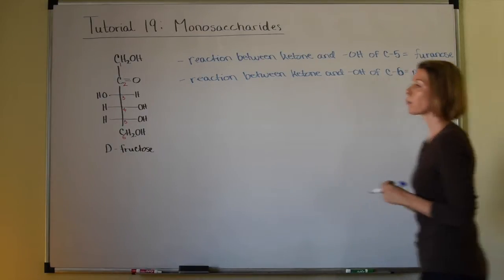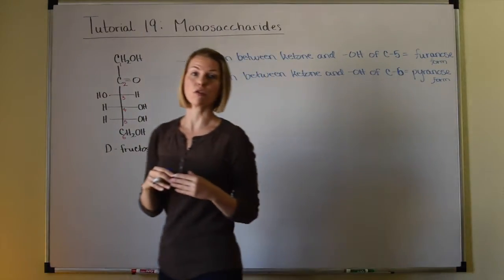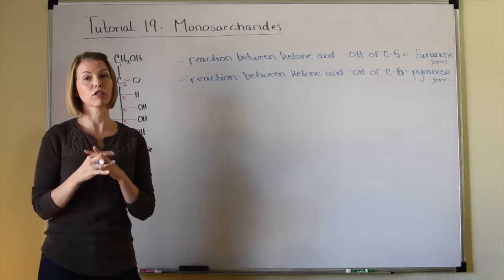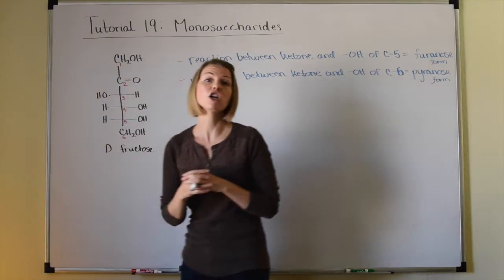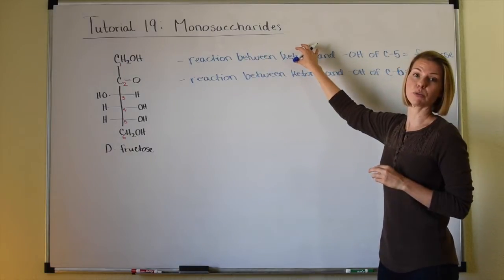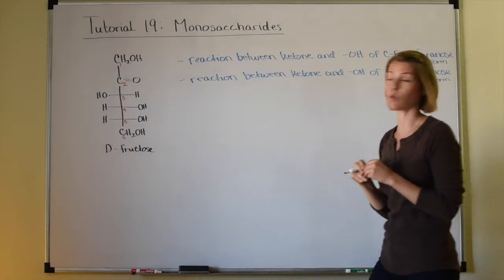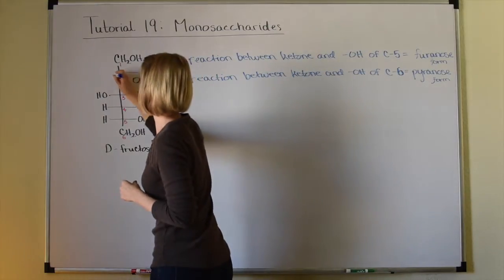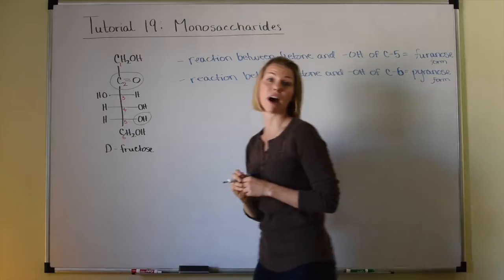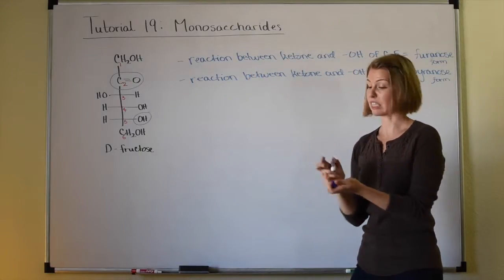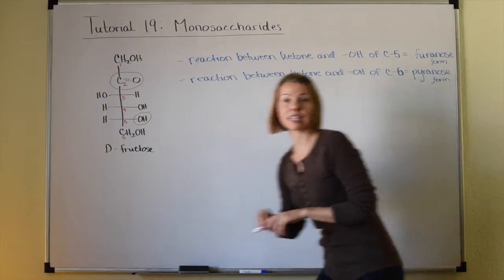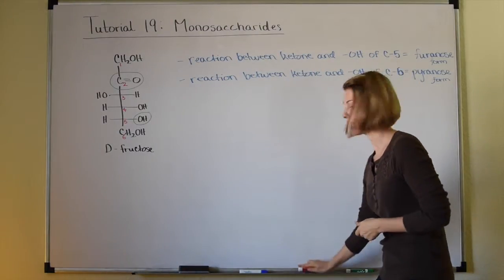Okay, now we're going to be seeing D-Fructose predominantly in the Furanose form when we start talking about disaccharides and polysaccharides. So I am going to show the first reaction here. I'm going to show the reaction that will give you the Furanose form. So I'm going to show the reaction between the ketone and hydroxyl off of C5. Okay. All right, the steps are identical to the steps we followed previously for D-glucose.